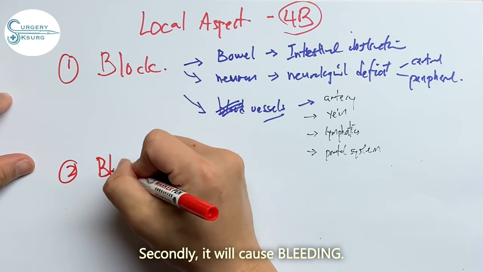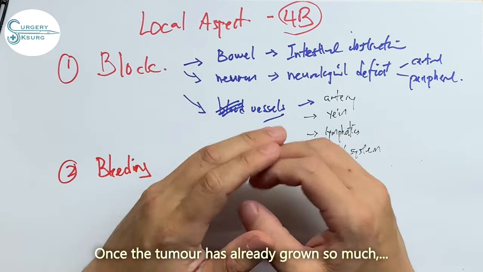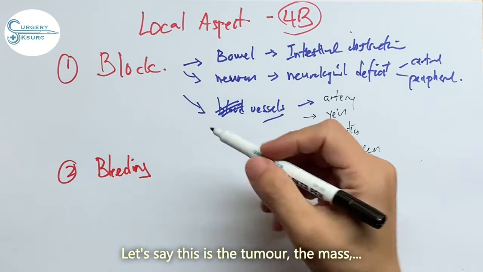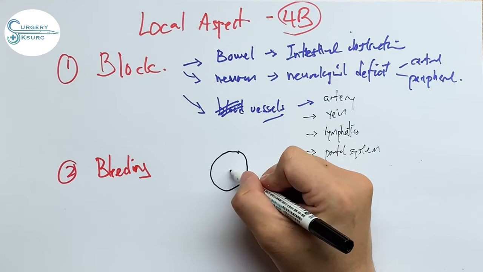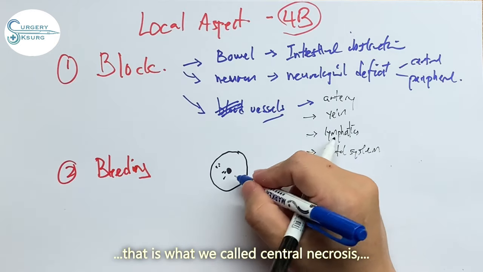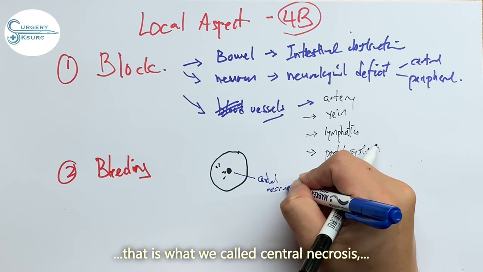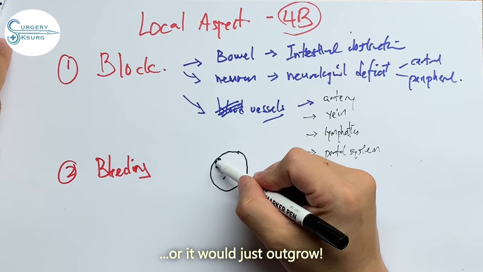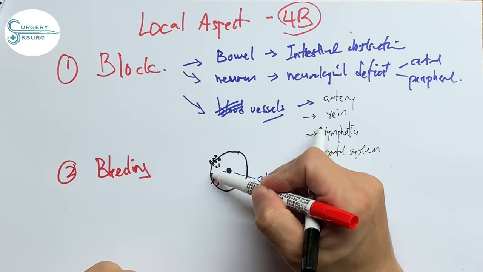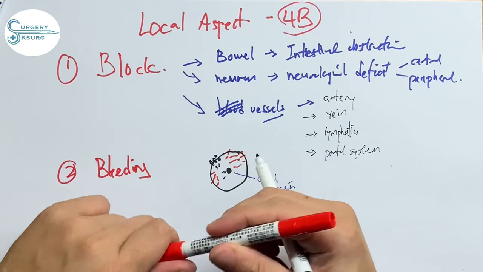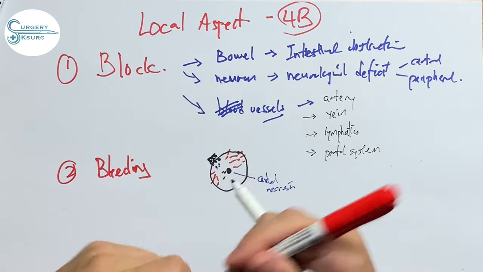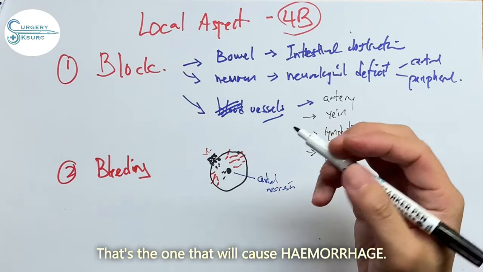Secondly, it will cause bleeding. Once the tumor has grown so much, it will cause ischemia. Let's say this is the tumor cells, the mass, right? Either it will compress the middle, which is what we call a central necrosis, or it will just outgrow. When it outgrows, the angiogenesis is not enough to support, let's say this area, it will become ischemic and it will break and bleed. That's the one that causes the hemorrhage.